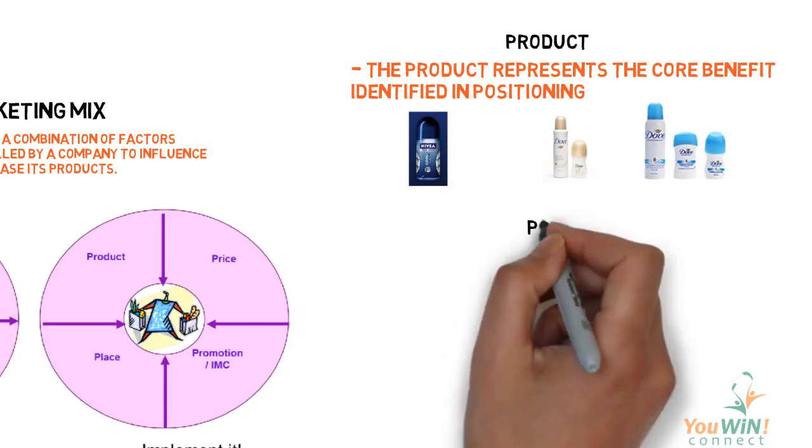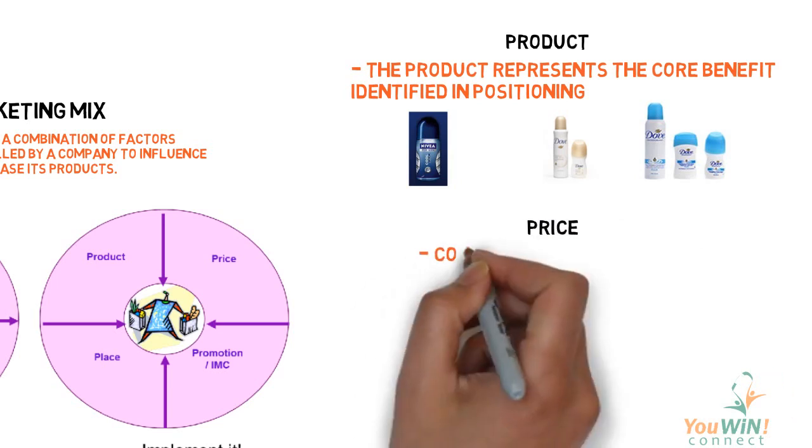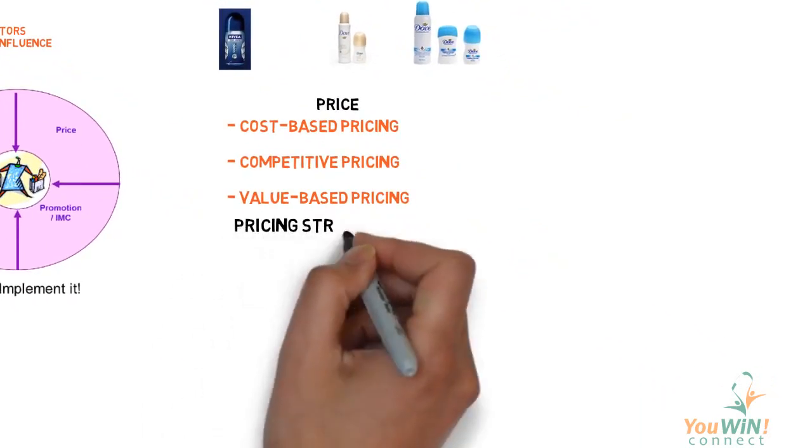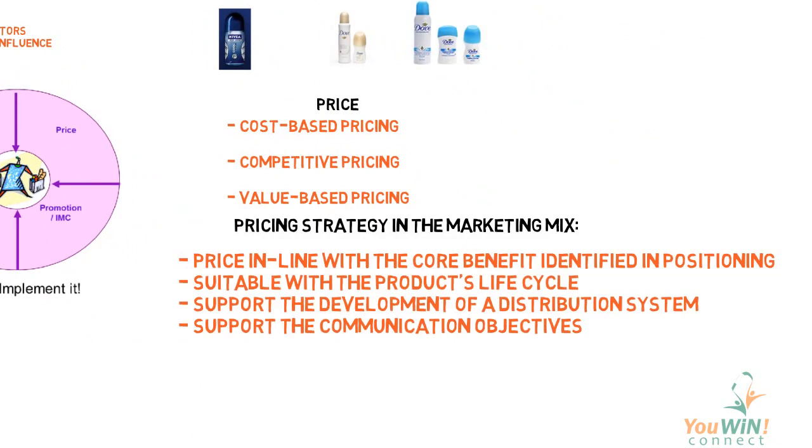Now, let's look at price as well. The basic pricing methods are cost-based pricing, competitive pricing, and value-based pricing. Pricing strategy in the marketing mix: price in line with the core benefits identified in positioning, suitable with the product's life cycle, support the development of a distribution system, and support the communication objectives. Value-based pricing: value is based on a customer's perception and it only depends on their level of satisfaction.